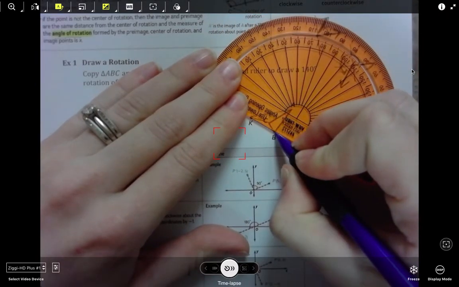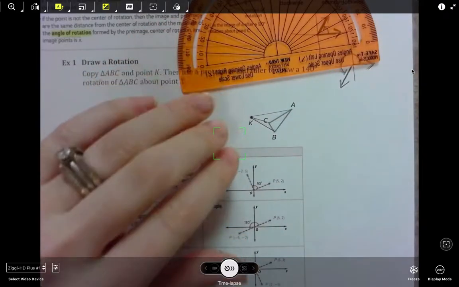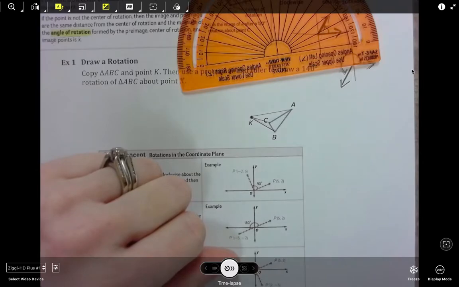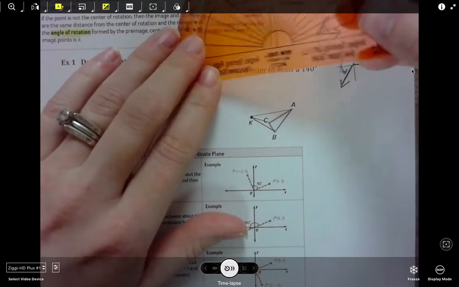My protractors are at the front of my room if you haven't found them already. You might want to go grab one. They should be on the front shelf. I don't know, like the second shelf down, maybe. See if you can find them.